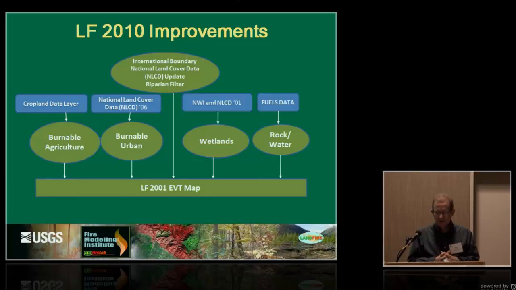We're addressing a few more international boundary issues, mostly in Alaska at this point, going out to a 3-kilometer buffer around all the coastlines. And then using NWI data where we have it, in addition to the NLCD data, to get at wetlands and riparian areas, and then still using that fields data, the rock water from that.